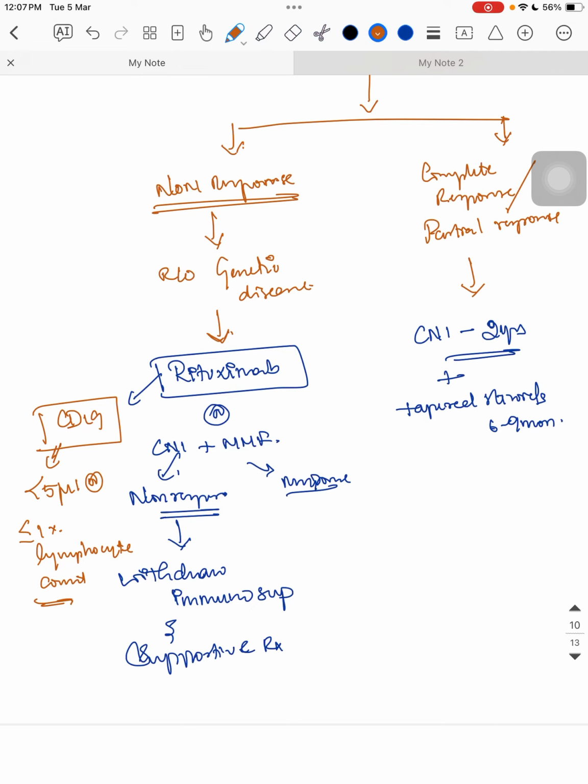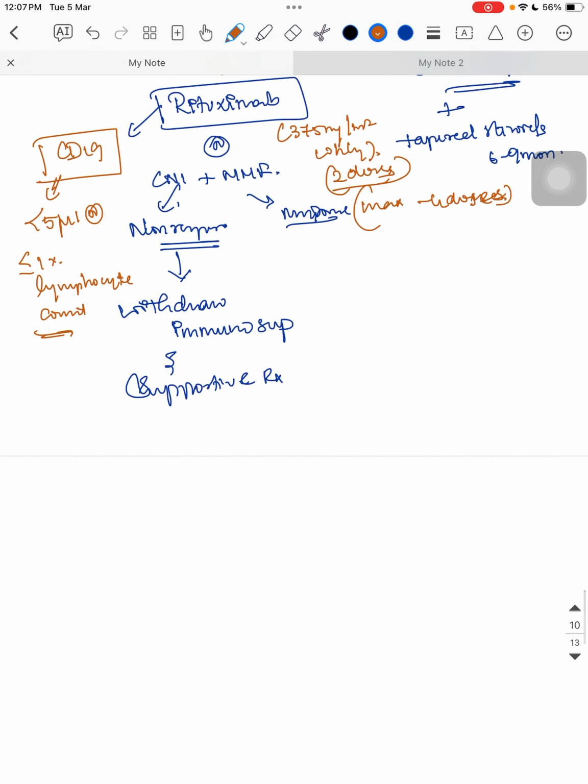It is given in a weekly regimen. You give rituximab at the dose of 375 mg per meter square, weekly, 2 doses. After giving these 2 doses, if the child is still not reaching the targeted CD19 or lymphocyte count, you can give an additional 1 or 2 doses, for a maximum of about 4 doses of rituximab. Okay, so this is about steroid resistant nephrotic syndrome. Thank you.